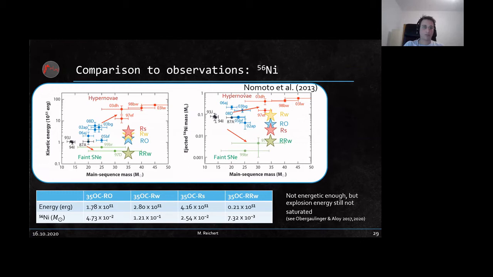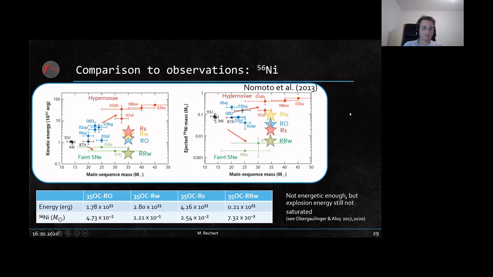The same holds for the ejected nickel mass. Also here, nickel is still ejected until the end of the simulation. And this is a lower limit. But apparently, these values are currently not enough to explain this hypernova branch.